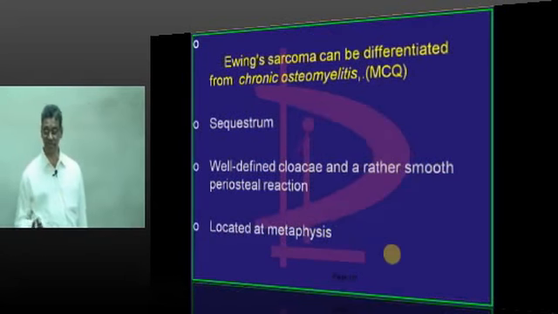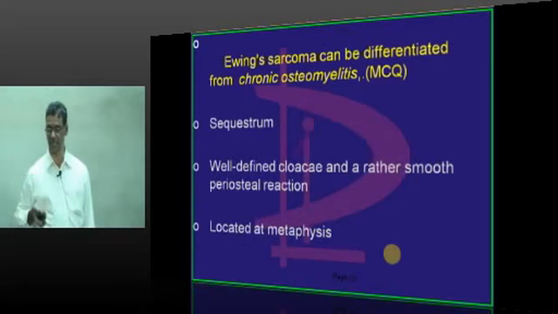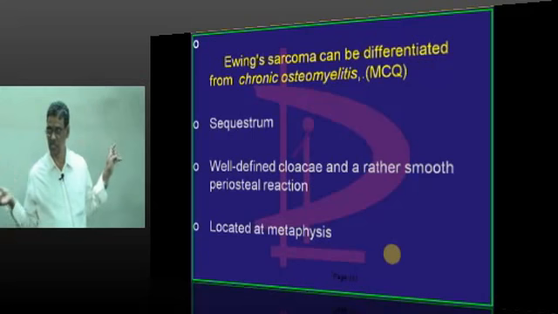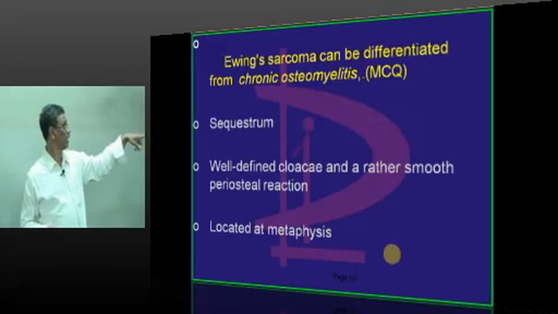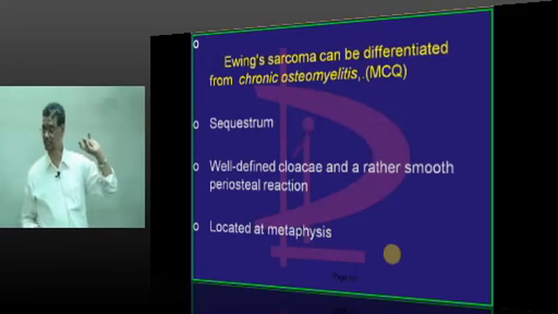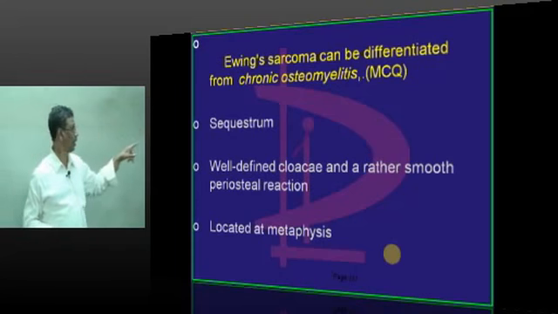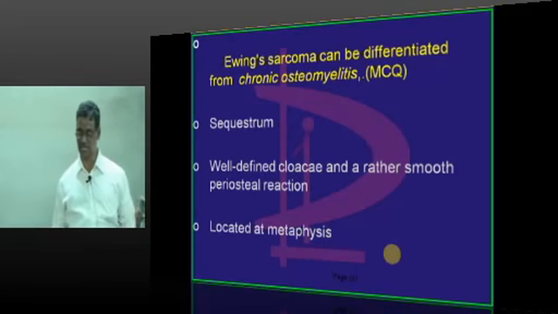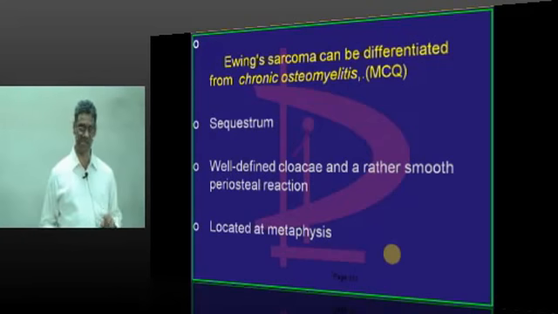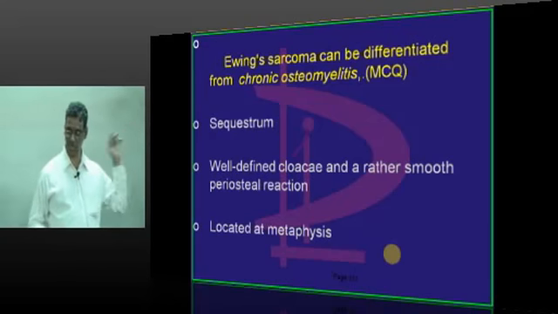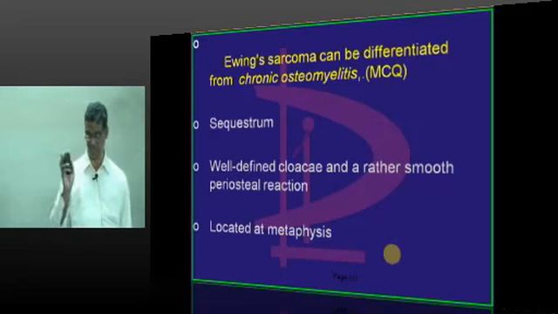Ewing sarcoma can be differentiated from osteomyelitis. If both are confusing, how to resolve the confusion? Sequestrum. In Ewing sarcoma, sequestrum will not be there. Well-defined cloaca and a rather smooth periosteal reaction, located in the metaphysis, suggest osteomyelitis; usually Ewing sarcoma is in the diaphysis. Sequestra and cloaca will not be there in Ewing sarcoma. If they are present, it is osteomyelitis.